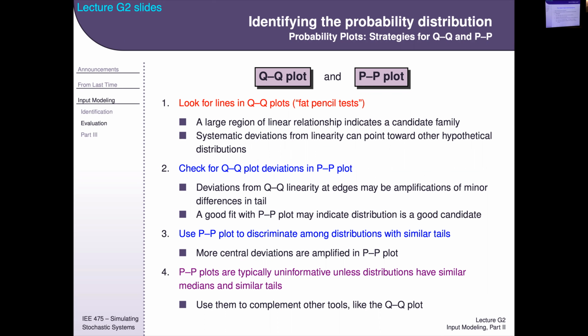All right, so any questions about these two plots, the PP plot and the QQ plot? The basic idea here, and including questions online.